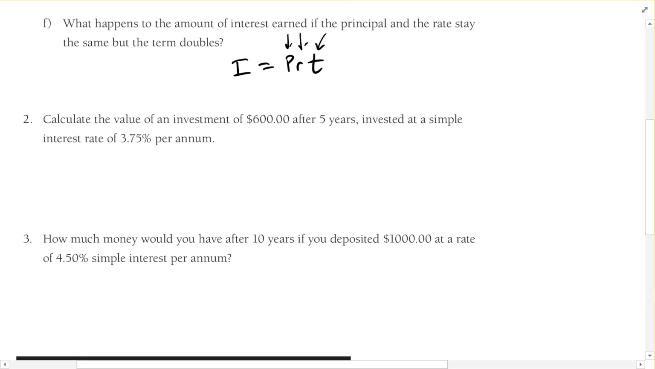All right. So calculate the value. So number 2 is what I'm on now here. Calculate the value of an investment of $600. So that's how much I'm investing. That's my principal, right? After 5 years, seems like a time to me, invested at a simple interest rate of 3.75%. So that's my R value. Again, I'm going to let you guys do this one. It's the same as above. It's just written as a word problem now.